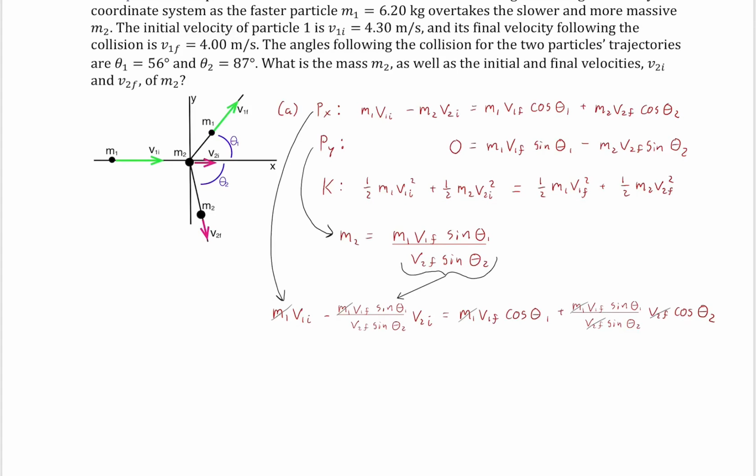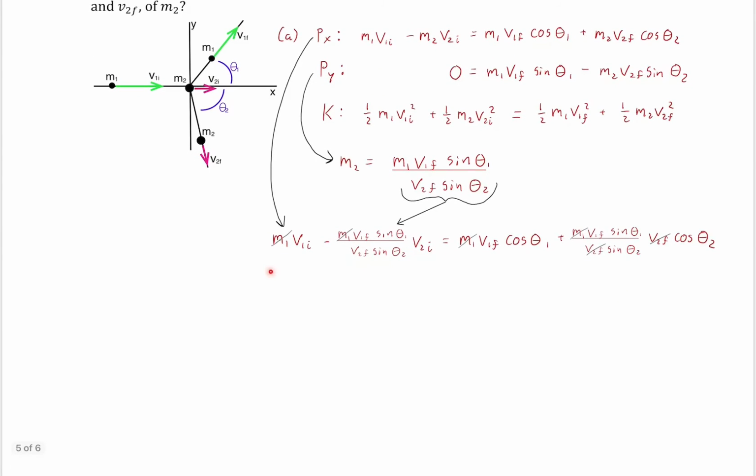So there's no quick path to having a single equation with a single unknown. Instead, what I'm going to do is use this big old equation to at least express V2 final in terms of V2 initial. So, express the final velocity of object 2 in terms of its initial velocity.